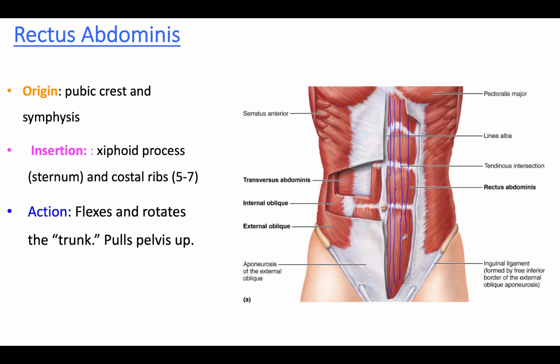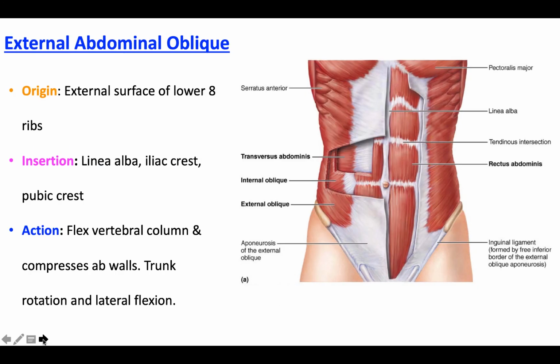All right, now the origin is on the pubic crest and symphysis. Okay, so it's going to be way down here. And the insertion is going to be way up here at the xiphoid process of the sternum and the costal ribs, 5 through 7. And its job is to flex and rotate your trunk. So flexion of the muscle, rotation of the trunk. And it pulls the pelvis upwards as well. Fantastic. Rectus abdominis.